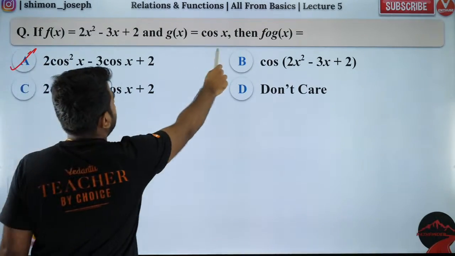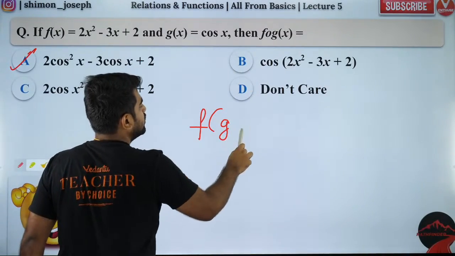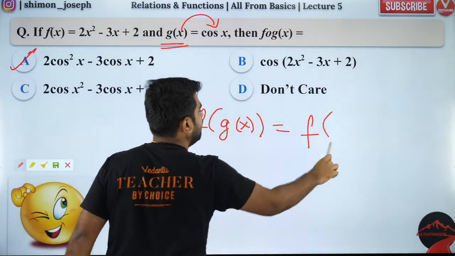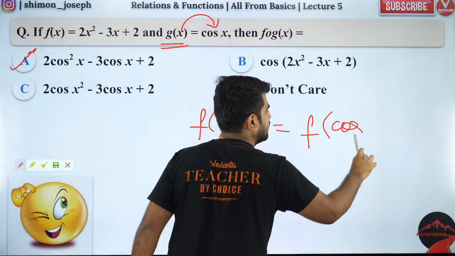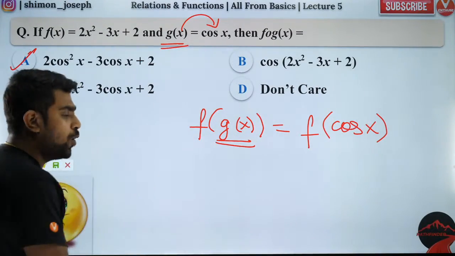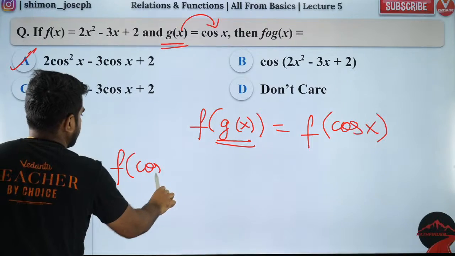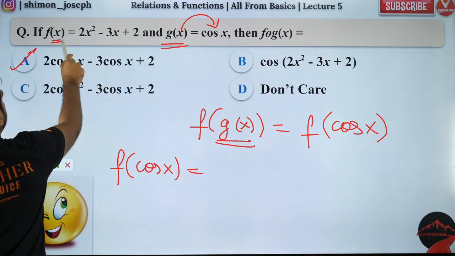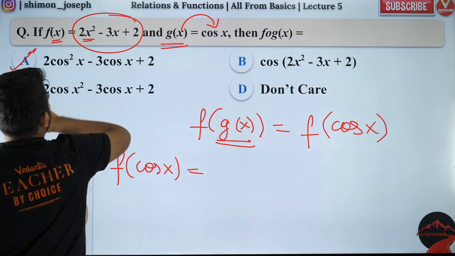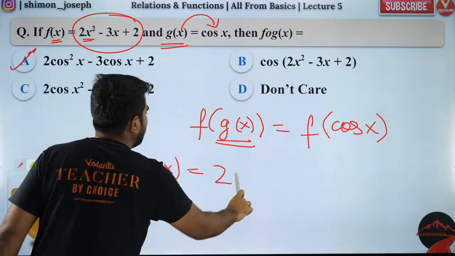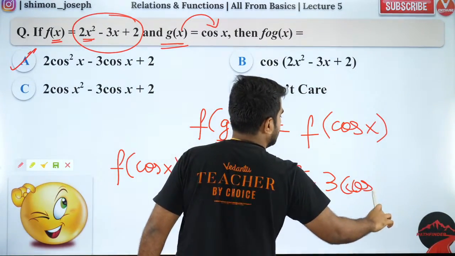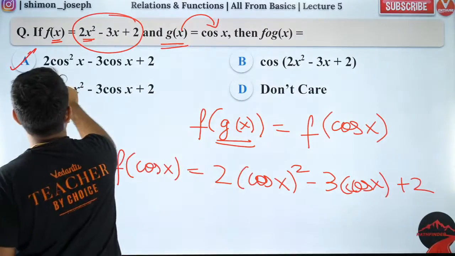So how do we do it? We want f of g of x. So what is g of x, my dear students? g of x is equal to cos x. So in the place of g of x, I'll put cos x. I have to find out f of cos x. So in the place of x, I will put cos x. f of x is given to us, 2x square minus 3x plus 2, but in the place of x, I'll put cos x. That's it. So the answer is option A.